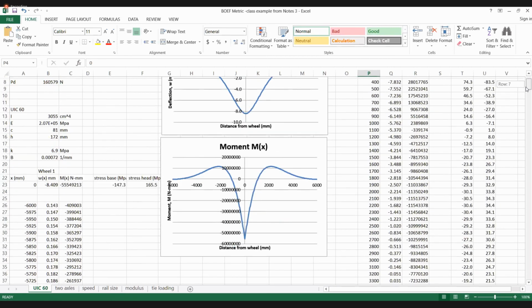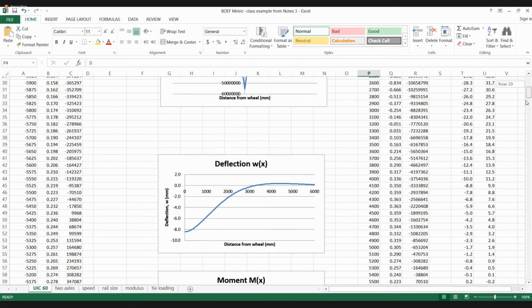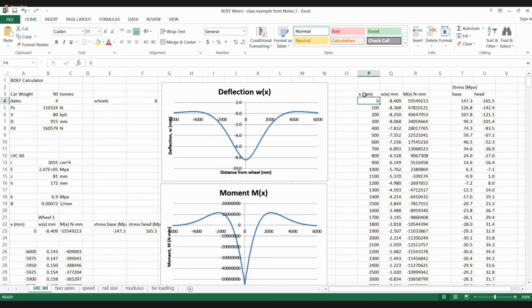I've gone out 6 meters for the moment. You can go out longer depending on the problem, but I've done every 100 millimeters. Now, you can make this a finer mesh. You can make it a coarser mesh. You don't want to make it too much coarser. You don't really want to go out every meter or every half meter, for example. That's really too far apart. Even 100 millimeters is fairly far apart because the numbers change within them. And I'll show you that in a minute or two.